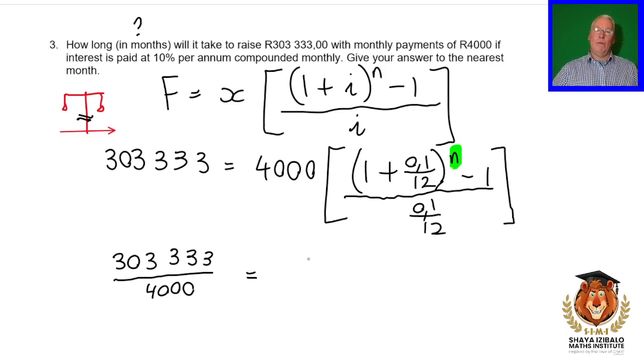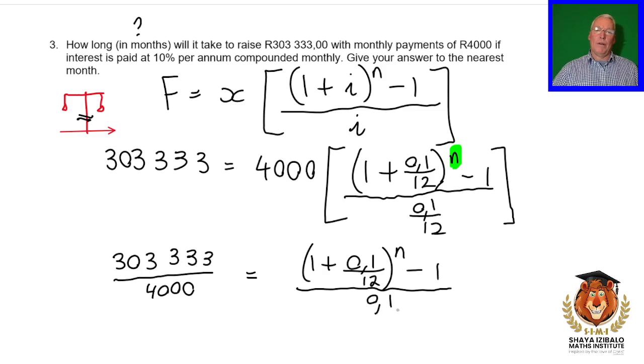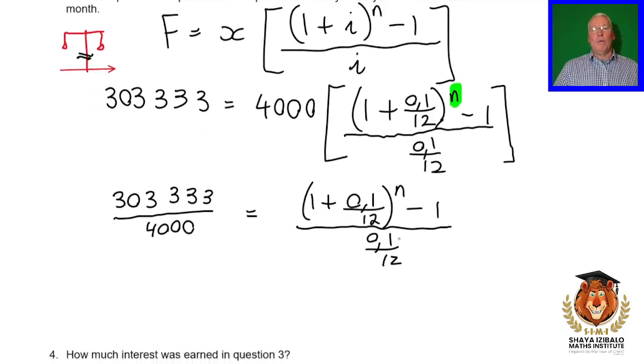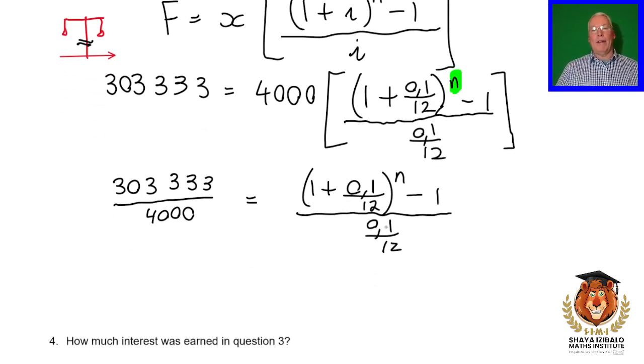And that will equal 1 plus 0.1 over 12 to the n minus 1 over 0.1 over 12. Okay, now we've got a fraction on both sides, but we're trying to get rid of the stuff that's happening to n. So let's multiply both sides by 0.1 over 12. So now we're going to get 303,333 over 4,000 times by 0.1 over 12.